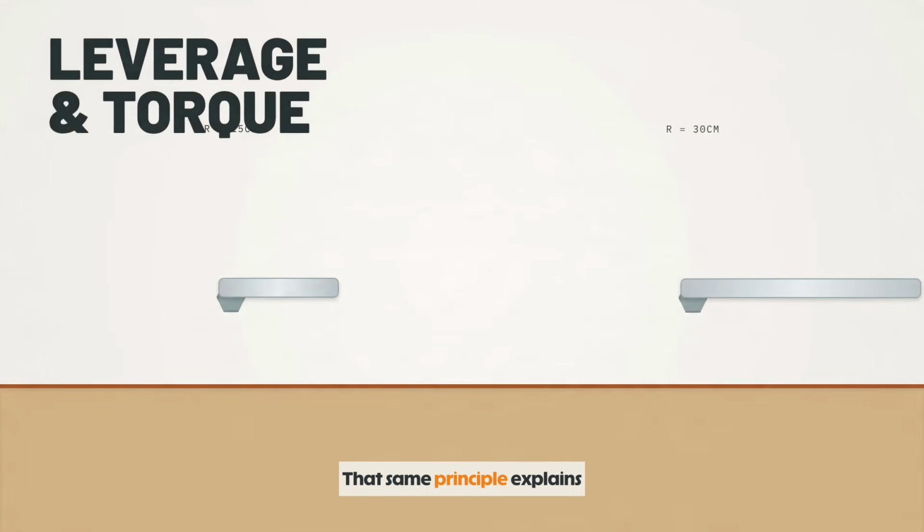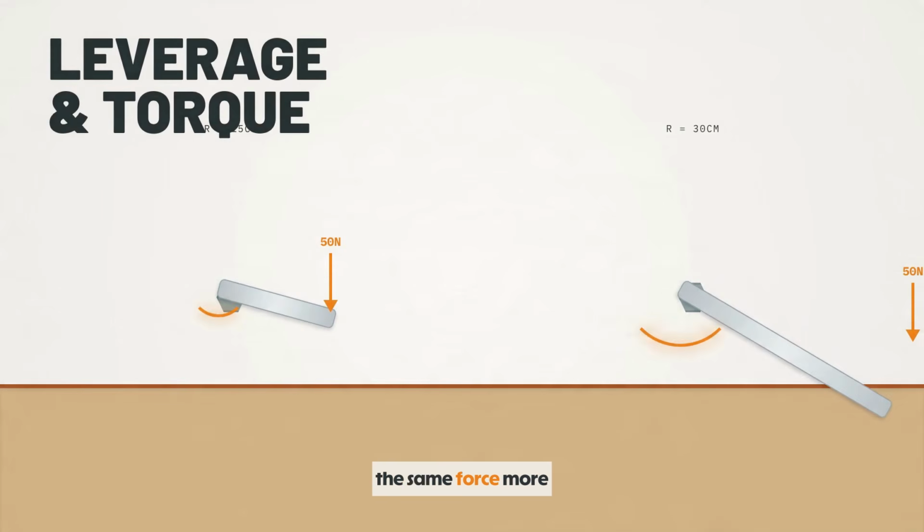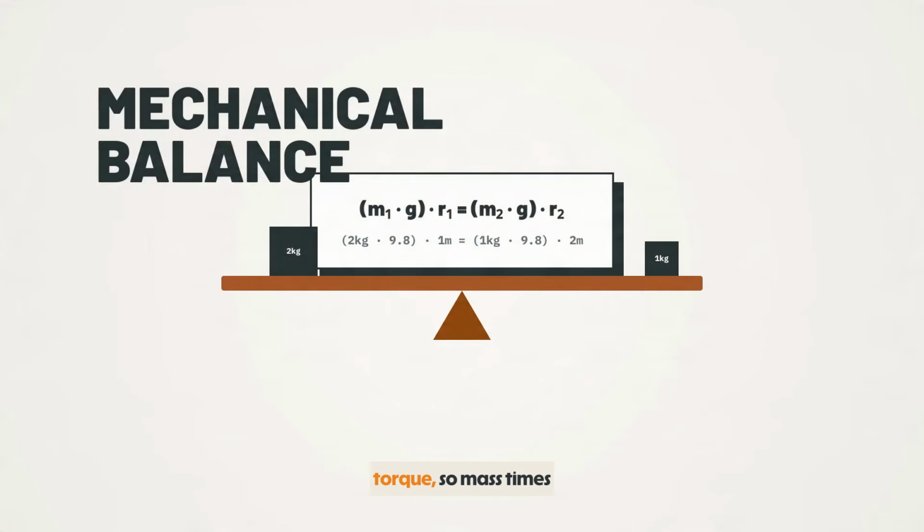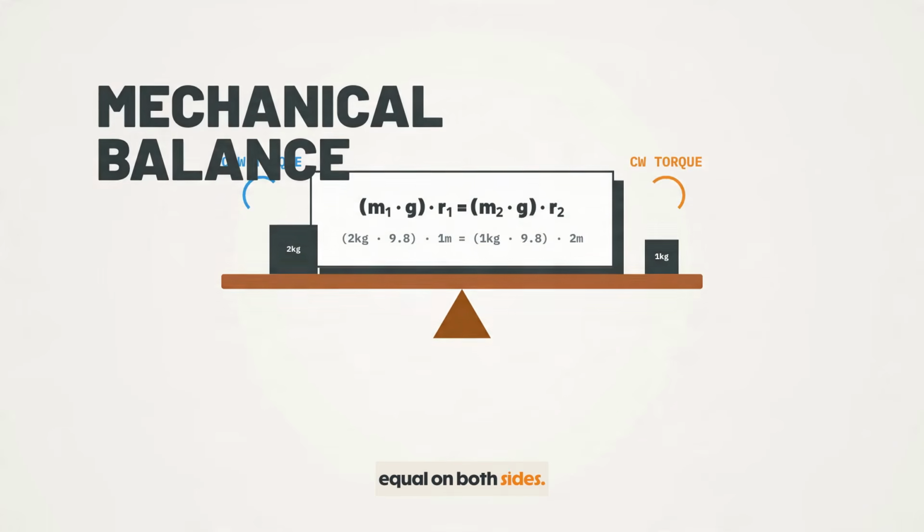That same principle explains a wrench and a seesaw. A longer wrench gives the same force more leverage. On a balanced seesaw, clockwise torque matches counterclockwise torque, so mass times gravity times distance is equal on both sides.